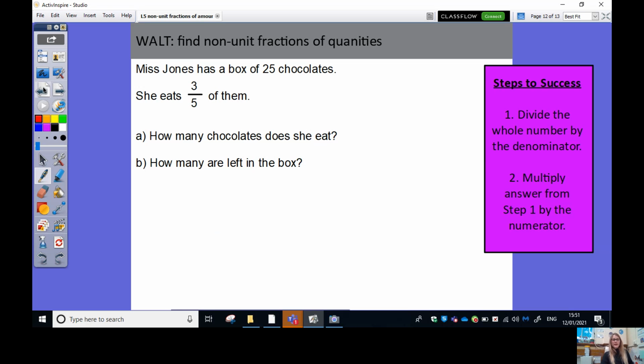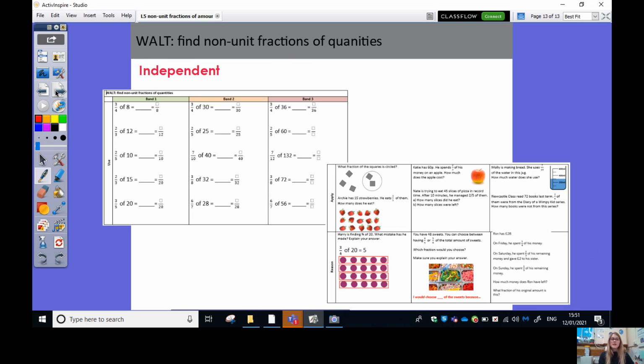Okay, so for your independent task today, we are back to the banded sheet, now that we're a bit more clearer of how to understand fractions with our physical resources. So starting off by working out the fractions, then finding the equivalent. If you want to do band 3, there's some more challenging times tables in there, and similarly with your word problems. So do make sure you read them carefully. If you're doing a question for your reasoning where you need to explain, make sure you're doing that, and I've given you some words to help you start off your sentences there. So really thinking about how you can make that clear.